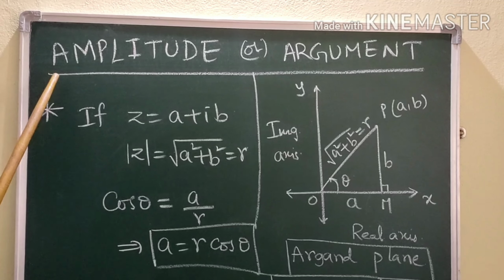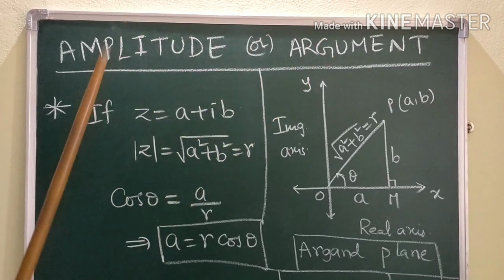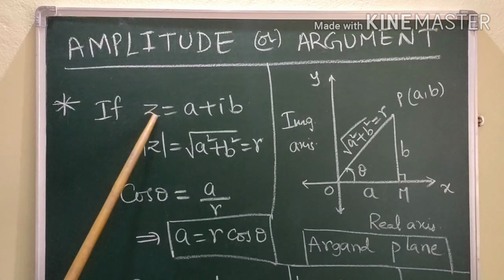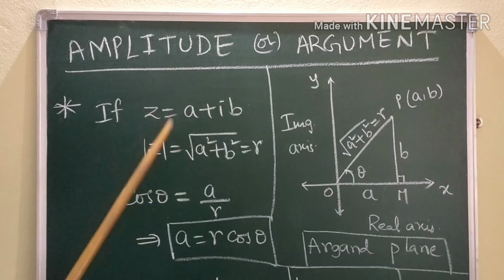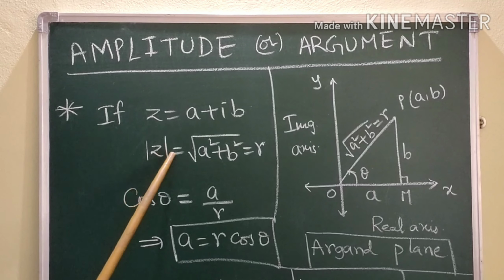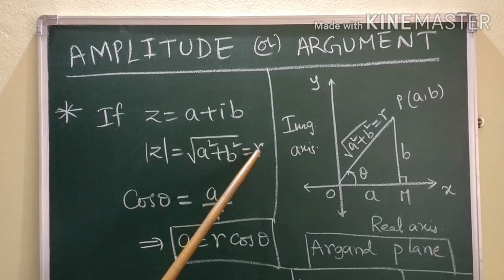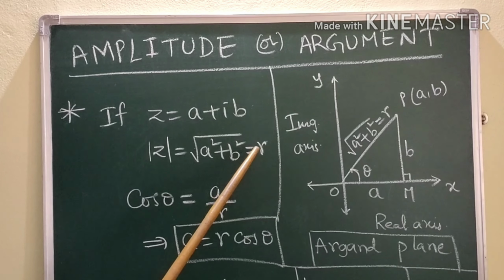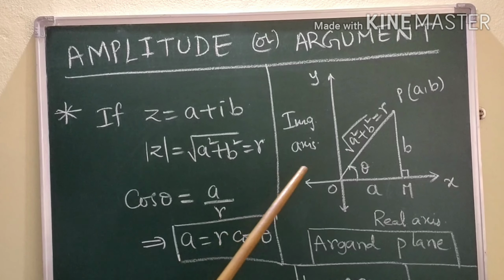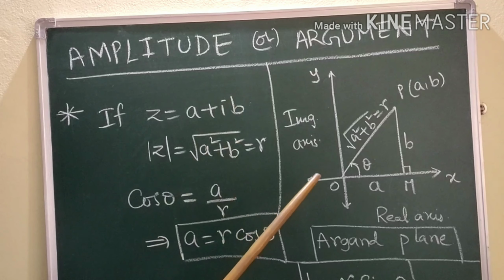Now let us see what is amplitude or argument of complex number. Suppose z is equal to a plus ib, any complex number, then mod z is equal to root a square plus b square is equal to r. This is called modulus of complex number as we discussed earlier. Now let us see the graphical representation of complex number.